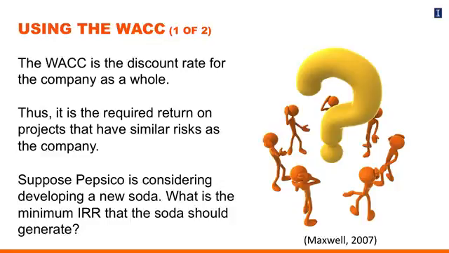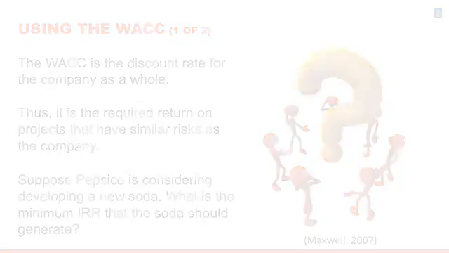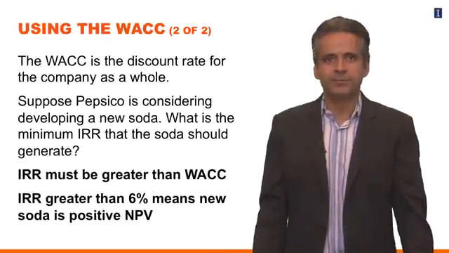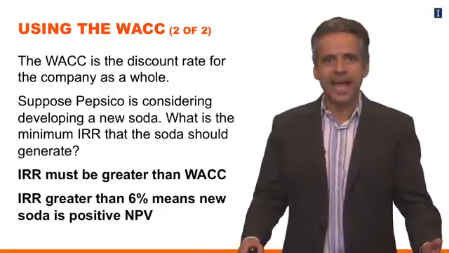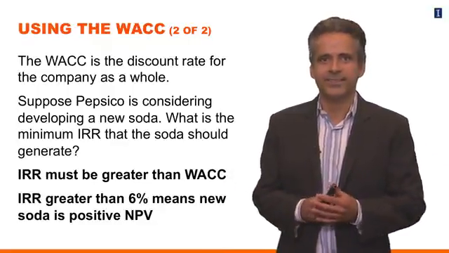So let's see, just to make it clear that we all know how to use it, consider the following example. Suppose that PepsiCo is developing a new soda, right? Which should be similar to the company as a whole, right? What is the minimum IRR? Going back to Model 3, think about IRR, but now think about what is the minimum IRR that PepsiCo would need to generate to make the soda positive NPV, okay? What is the required IRR, the required rate of return in this case? Now we know the answer, okay? The answer is that the IRR has to be greater than 6%, right?